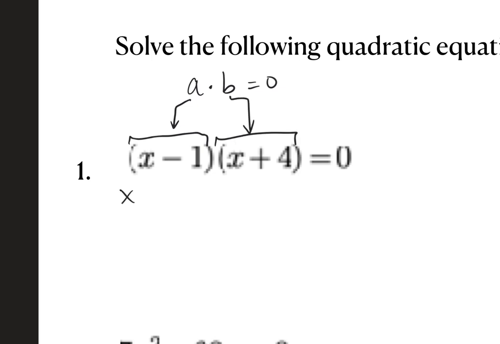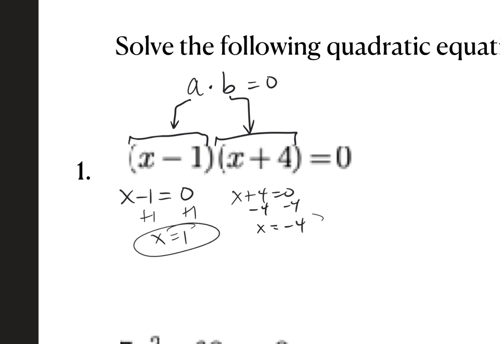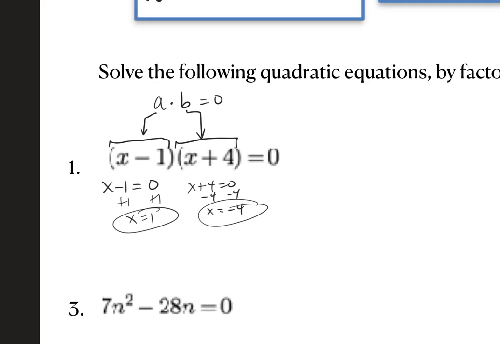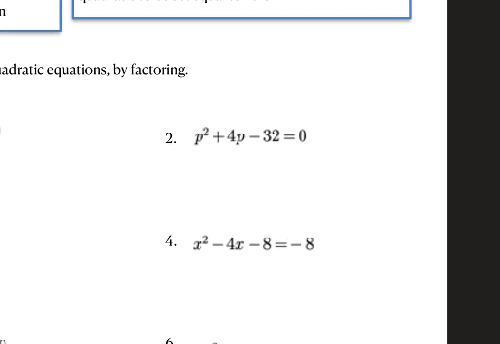I ask myself, what would I plug into x to make that factor 0? That would have to be positive 1. I also look at what I could plug into the second factor to make that factor equal to 0, and that's negative 4. This is us using the multiplicative property of 0 to find that this quadratic has two solutions, 1 and negative 4.